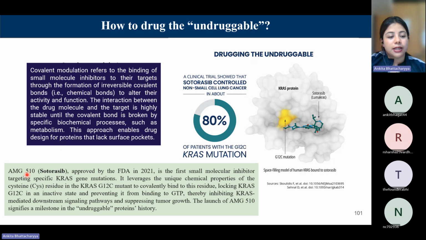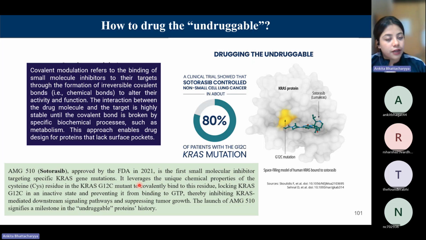So let's read about it a little bit more. This particular small molecule inhibitor, sotorasib, otherwise known as AMG 510, was approved by the FDA in 2021. It is the first small molecule inhibitor that targets some specific KRAS gene mutations. It leverages the unique chemical property of the cysteine residue present in this KRAS G12C mutant to covalently bind to only this residue.